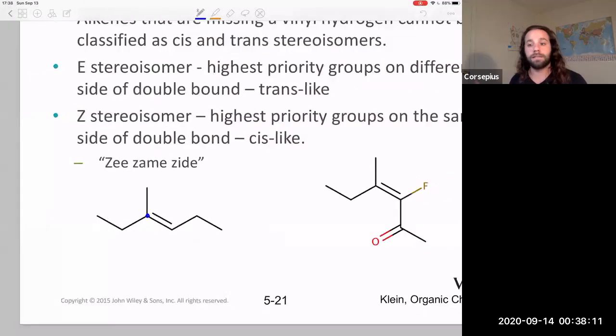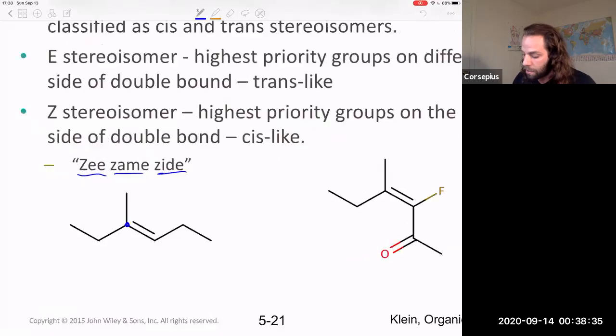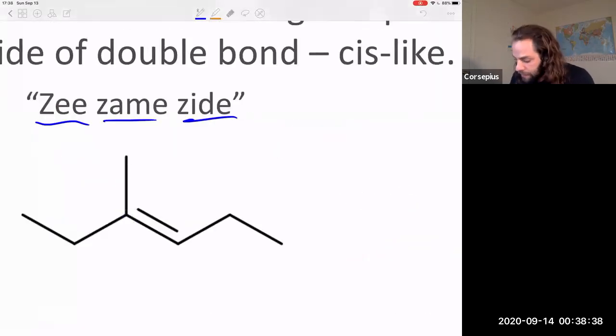E is kind of trans-like, meaning that the highest priority groups are on the opposite side of the double bond. For the Z isomer, the high priority groups are on the same side. I like to say they are on Z same side as a good way to remember the EZ designation. We had to learn about priorities before we can assign EZ, so that's why it's in this lecture. Maybe you can see that this is more trans-like in how it looks, but again, we're not allowed to classify it as trans because it's missing a vinyl hydrogen.